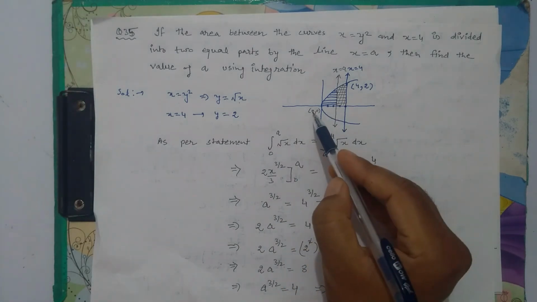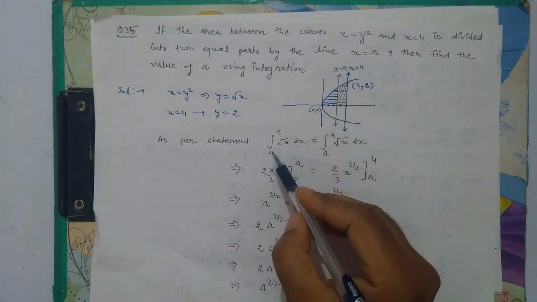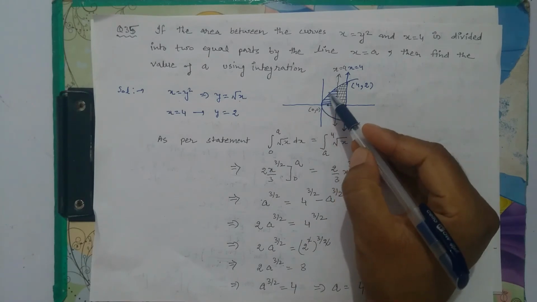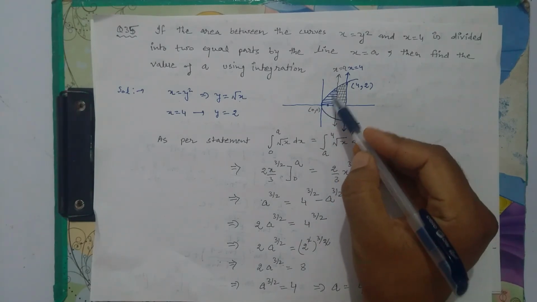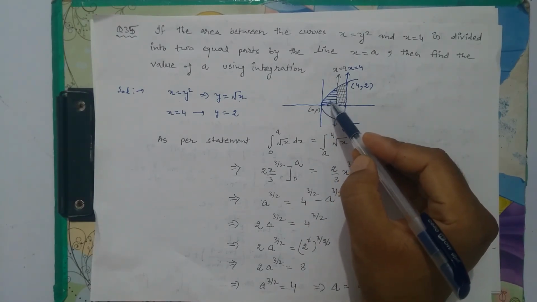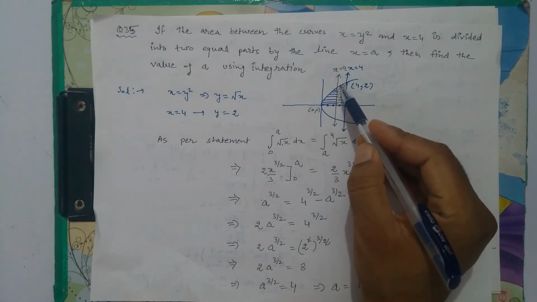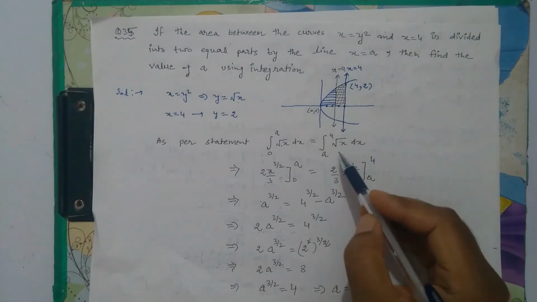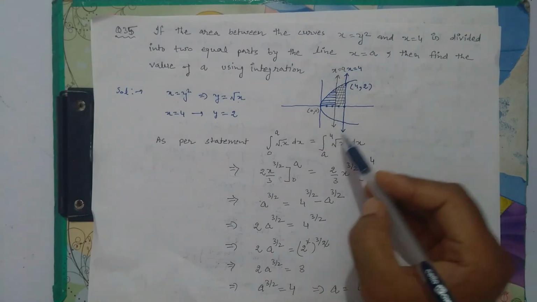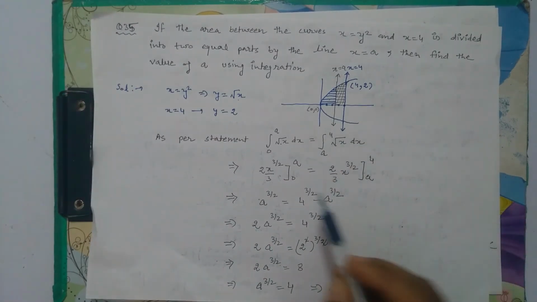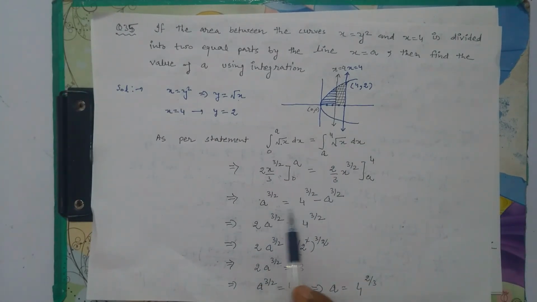So we can say 0 to a under the parabola up to the x-axis, this blue inked shaded area, is equal to the black inked shaded area, that is a to 4. So solving this, we have a power 3 by 2 is equal to 4, that is a is equal to 4 raised to power 2 by 3, which is the required value of a.